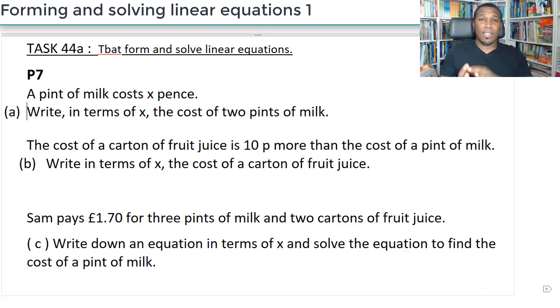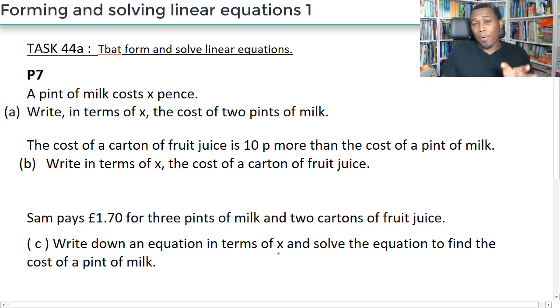Off you go. Let's deal with this milk and fruit juice and buying pints of milk and fruit juice. See how you get on with this one. Don't forget, power the pause, power the pause. You're doing your pause, you're doing your work. Now it's my turn.